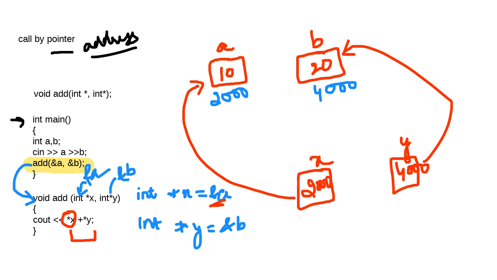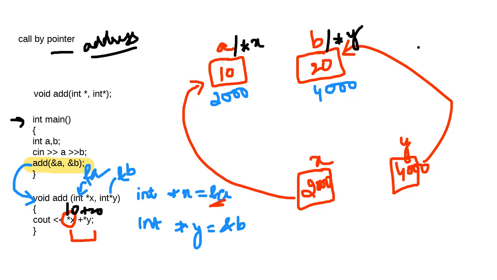The value at location A. No, value at A. A or star x, that's the same thing. B or star y, that's the same thing. So this becomes 10 plus 20. Right? Again, yes, exactly.